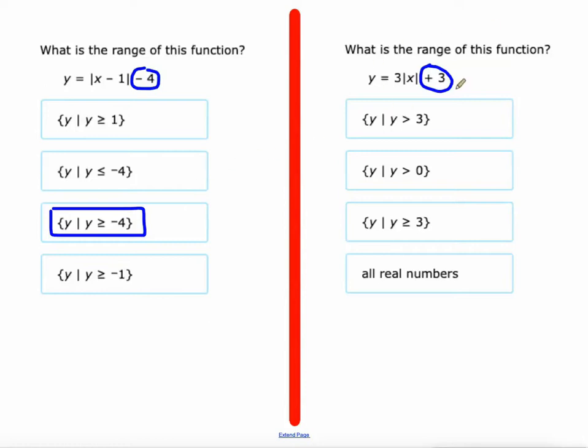Whereas with this one, say x is 0. The absolute value of 0 is 0. 0 times 3 is 0, and 0 plus 3 is 3. And then as we plug in other values of x, it's only going to go up from there. So this is all values of y such that y is greater than or equal to 3. We can get 3 and we can get bigger, but we're not going to get any numbers out of this function that are less than 3. Just a couple more.